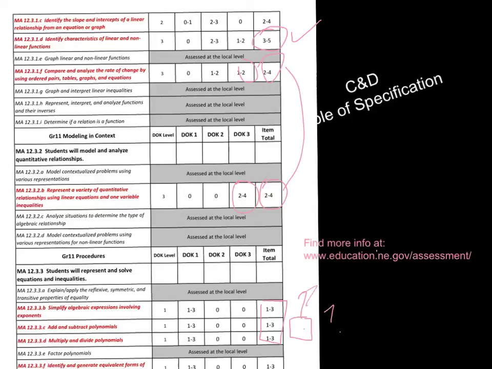I just want to let you know that the table of specifications can also be found on the PLC website. If you go to mccookbison.org, click on PLC, you can find your curriculum content area, and it should have a direct link to the table of specifications that you're looking for. And also, it's coming soon. It's going to be on a Google Plus community page where you can find all those resources in one spot.